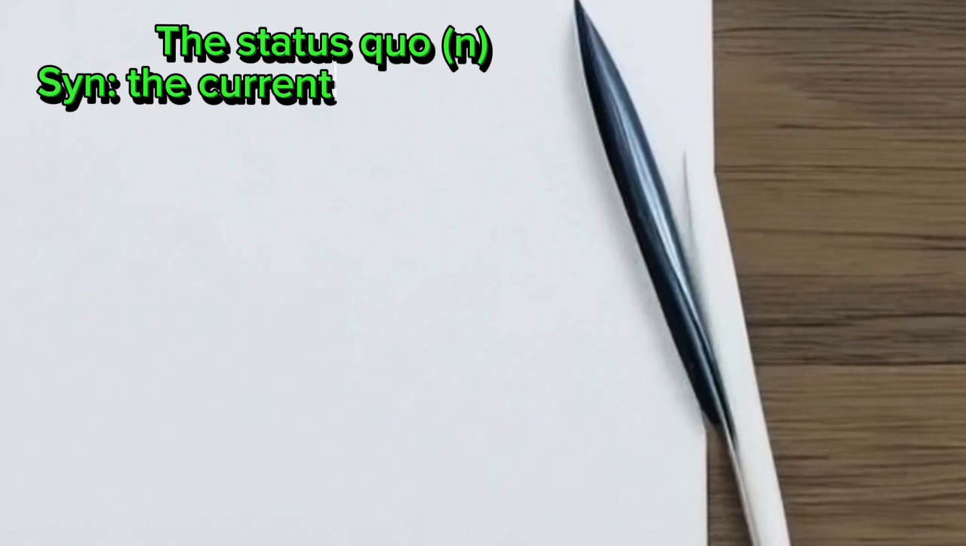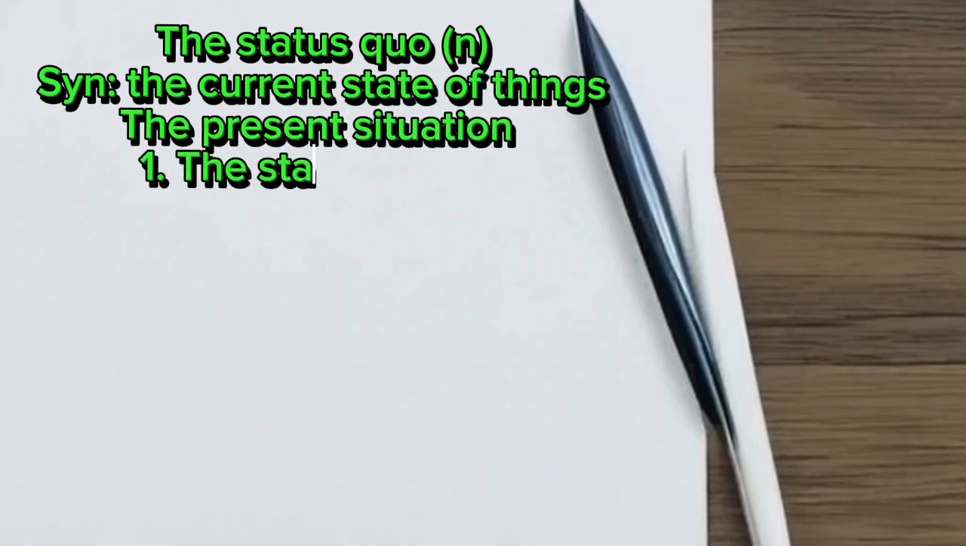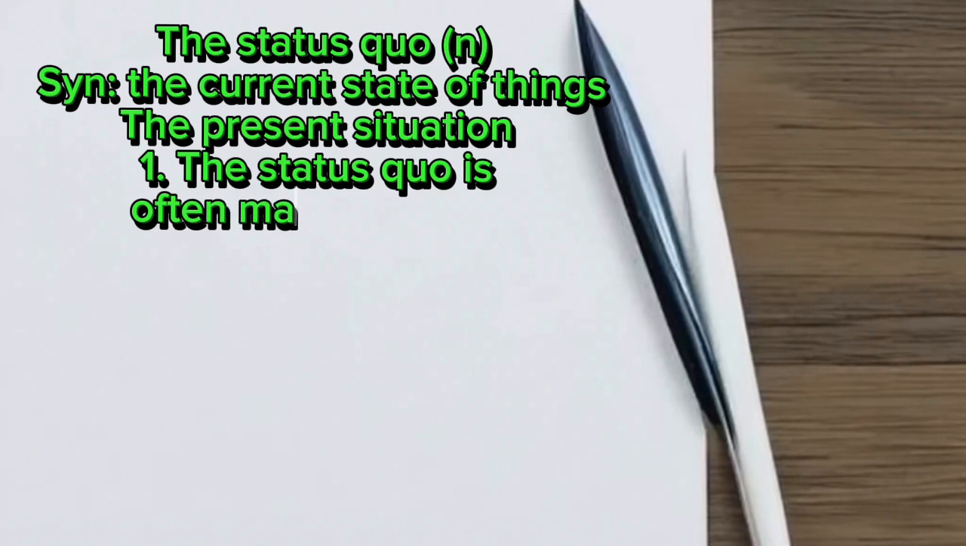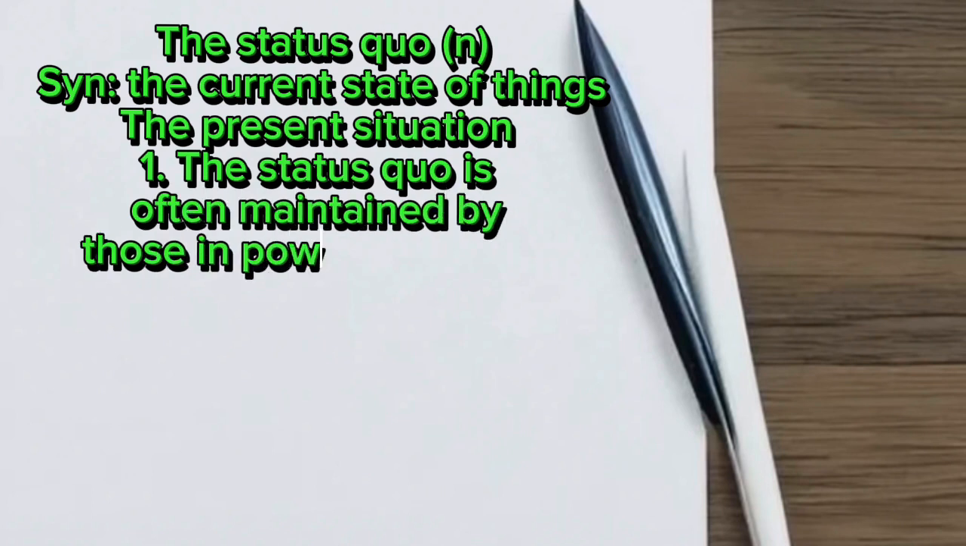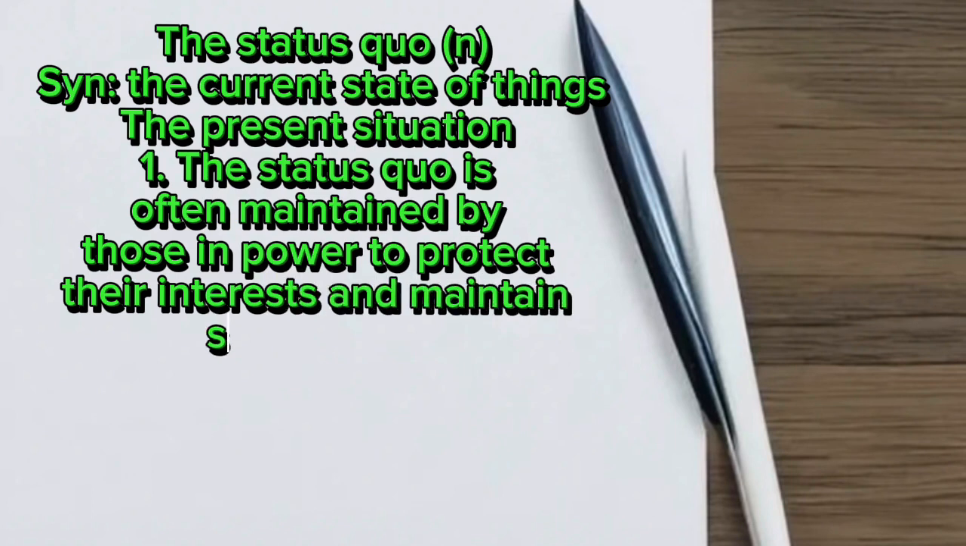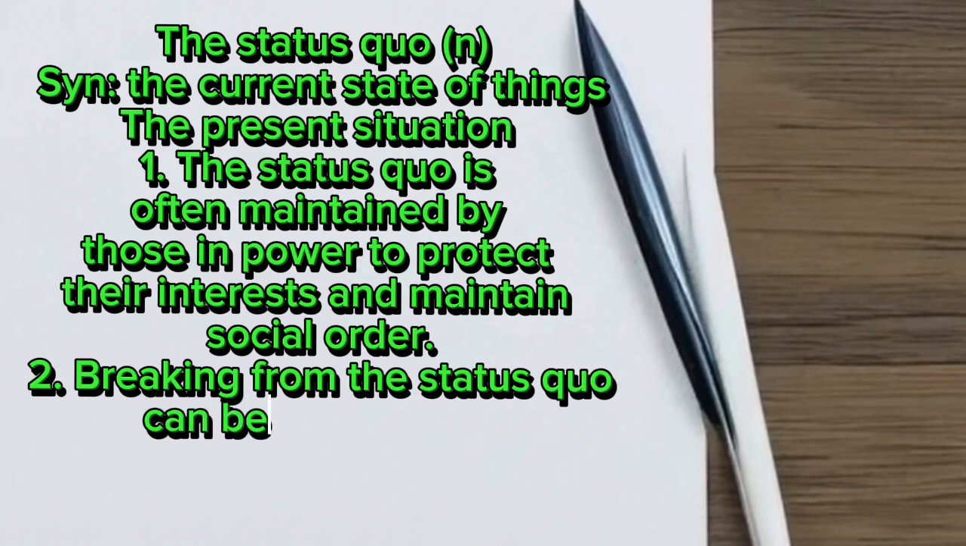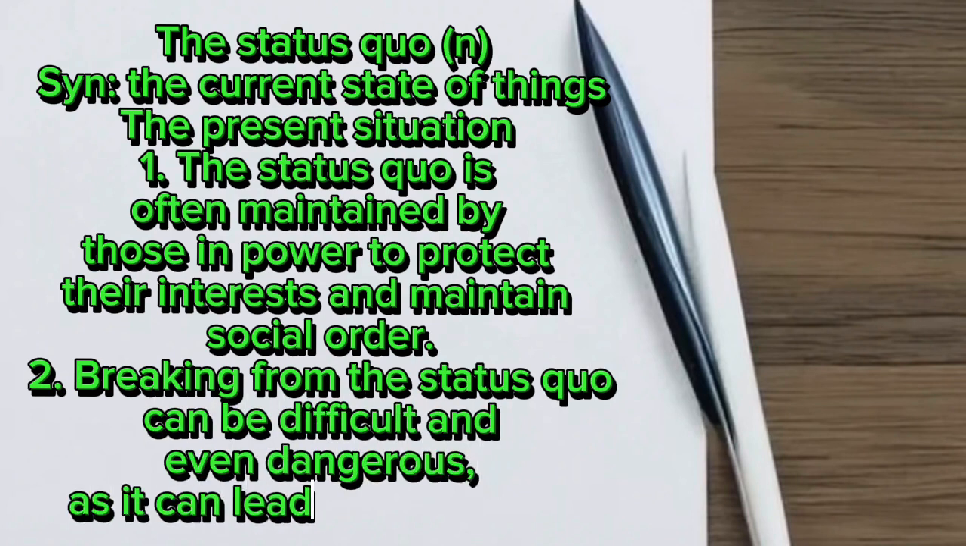The status quo is a noun. Synonyms: the current state of things, or the present situation. Example number 1. The status quo is often maintained by those in power to protect their interests and maintain social order. Number 2. Breaking from the status quo can be difficult and even dangerous, as it can lead to resistance.